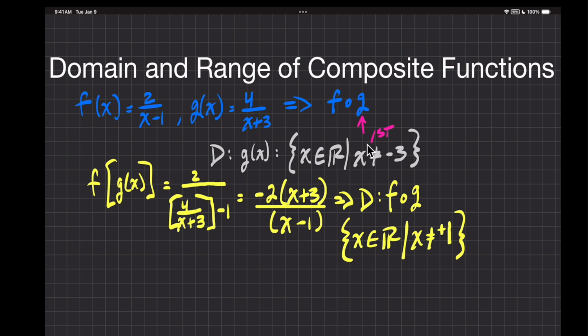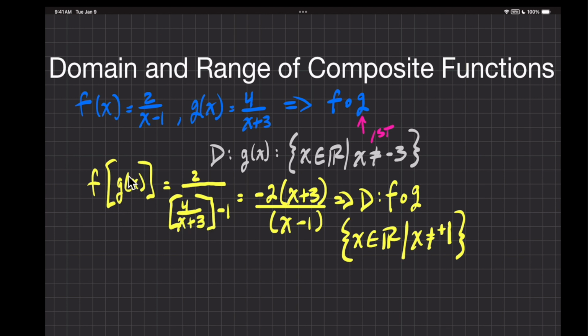So if you look at the domain of g, which is the first function, we find that its domain is x is an element of all real numbers such that x is not equal to -3, because x equals -3 will render that denominator 0. Let's now move to the composite function. We have f of g of x.